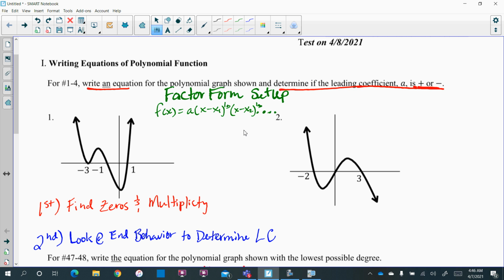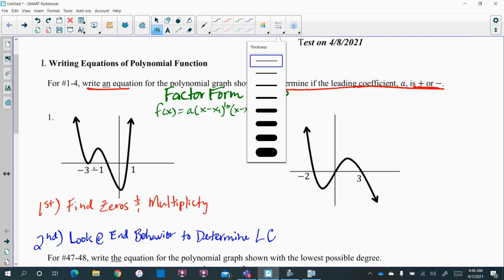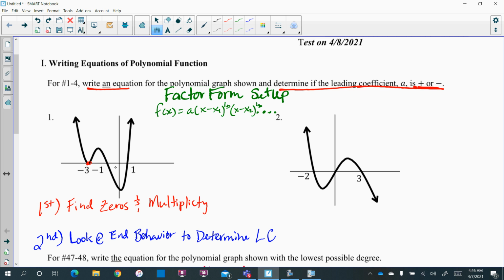So to write the equation, factor form is the easiest to me because we can look at our zeros and our multiplicity. If I look on number 1 here, I have a 0 at -3, at -1, and it looks like this is supposed to be 1. I know the 1 is off, but that's what they want us to use here. And then if I look at the multiplicity, at the -3, it's a bounce. So that means that it has to be an even exponent. And then if I look here, at the -1 and at a +1, it's a cross.